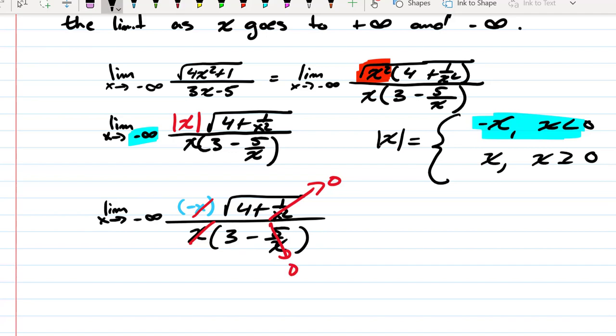So then our limit becomes the negative, and then we have the square root of 4 over 3, and the square root of 4 works out nicely to be 2, so we get that our limit is negative 2/3.